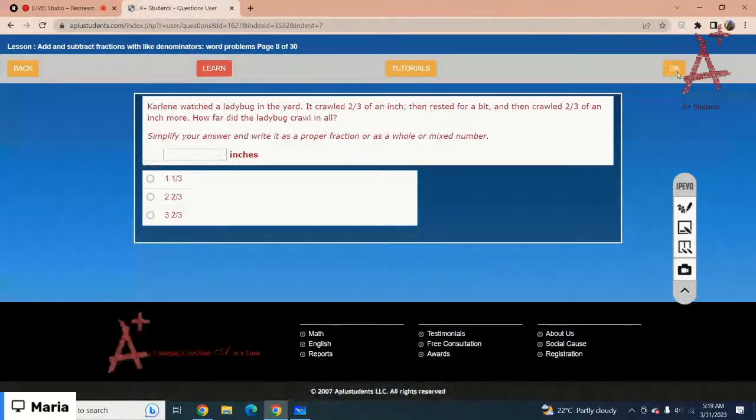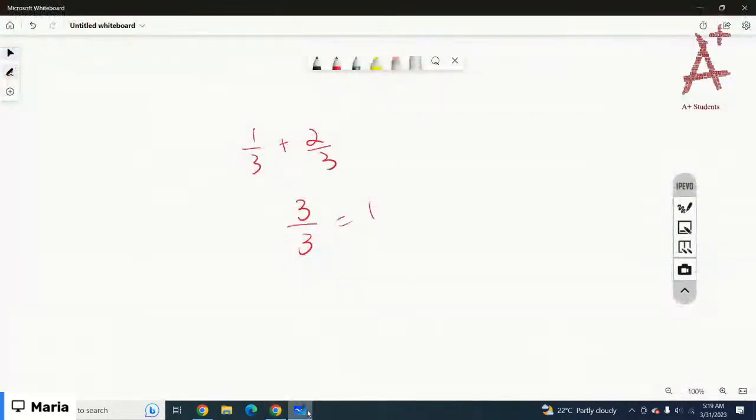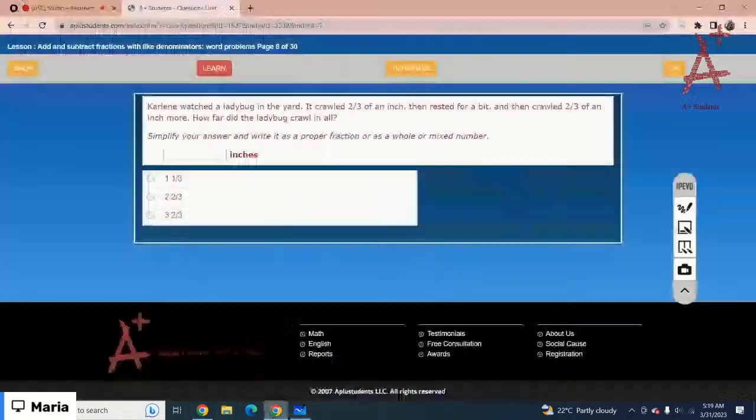Carolyn watched a ladybug in the yard. It crawled 2/3 of an inch, then rested for a bit, and then crawled 2/3 of an inch more. How far did the ladybug crawl in all? So you have to calculate the total distance the ladybug covered. So you have to add both the distances, 2/3 and 2/3. So together they make 4/3. Got it? So you have to convert into mixed fractions. Just divide 4 by 3. See, 3 times 1 is 3. You are left with 1 here. It would be 1 whole 1 over 3. That means the total distance covered by the ladybug is 1 whole 1 over 3. Got it?